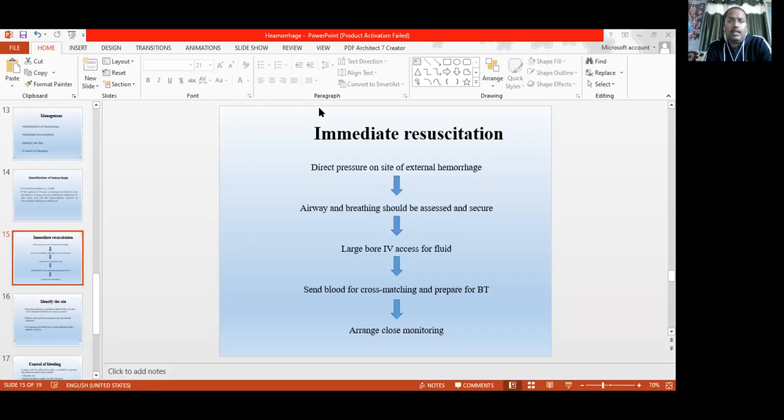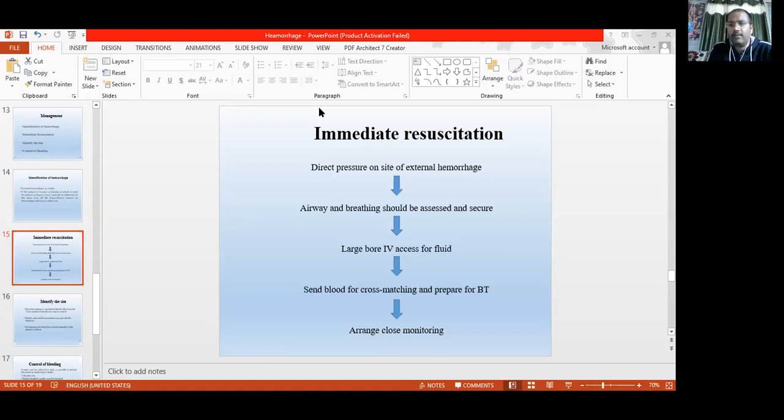At that time, I have already discussed fluid therapy, there are two types of fluids: crystalloids and colloids. In hypovolemic shock or hemorrhagic shock, crystalloids are good. If you don't have crystalloids, then whatever fluids you have, start giving them to start the resuscitation process. Along with this, you have to send the patient's blood to the lab and prepare for cross matching, and inform the attendant so they prepare for blood transfusion, meaning arrangement of the blood.